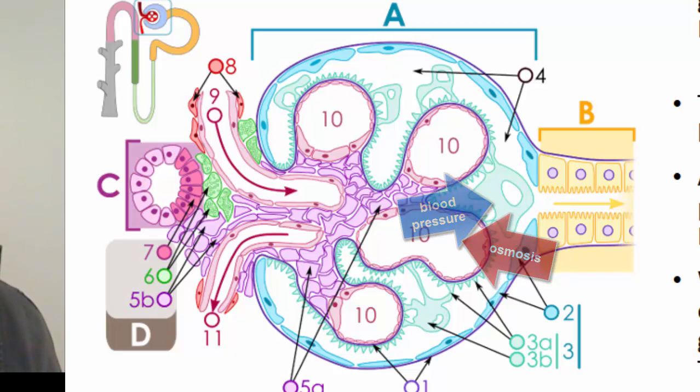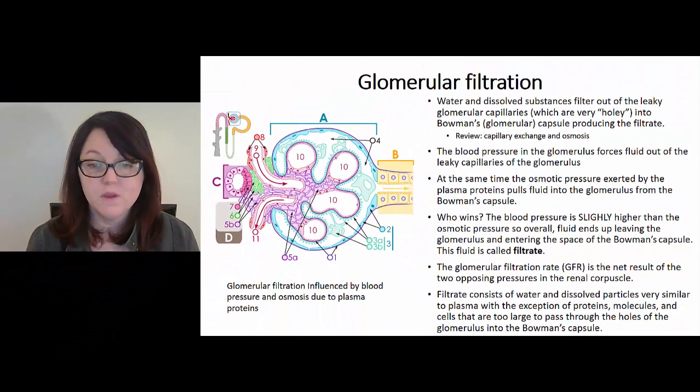So who's going to win this battle? Well, the blood pressure is slightly higher than the osmotic pressure, so overall, fluid ends up leaving the glomerulus and entering into the space of the Bowman's capsule. The fluid that we form here is called filtrate. The glomerular filtration rate, or GFR, is the net result of these 2 opposing pressures in the renal corpuscle.